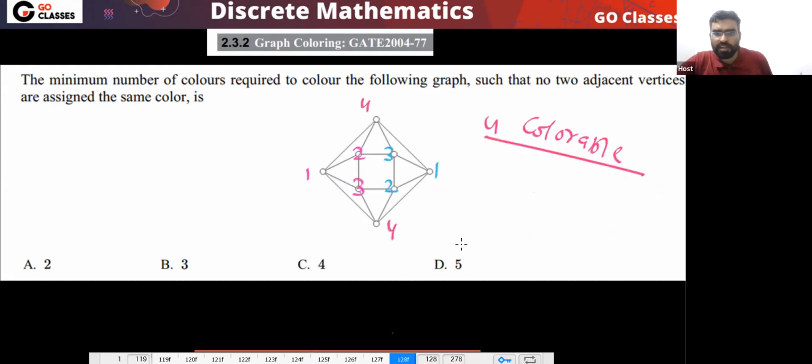Can we do it using 4 colors? Yes, we can do it using 4 colors. You can check it. This is the best you can do. You cannot do better than this.